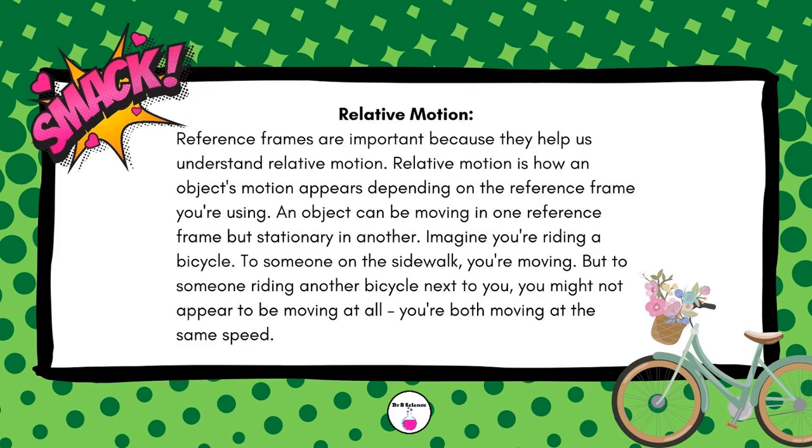Imagine you're riding a bicycle. To someone on the sidewalk, you're moving. But to someone riding another bicycle next to you, you might not appear to be moving at all. You're both moving at the same speed.